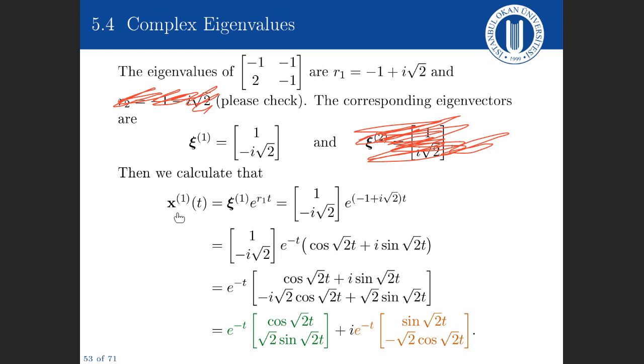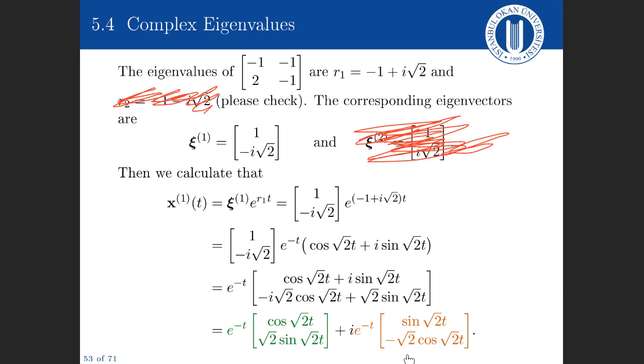And we're going to calculate x1. That's eigenvector multiplied by e to the power eigenvalue t. When we put these numbers in and rearrange, we find that we have a green function, e to the power minus t, cos root 2t, root 2 sine root 2t, plus i multiplied by an orange function, e to the power minus t, sine root 2t, minus root 2 cos root 2t. And I leave this for you to check when you have more time.